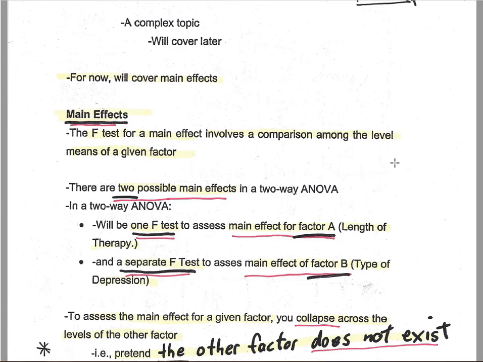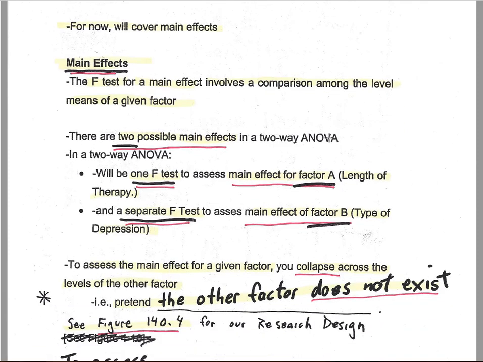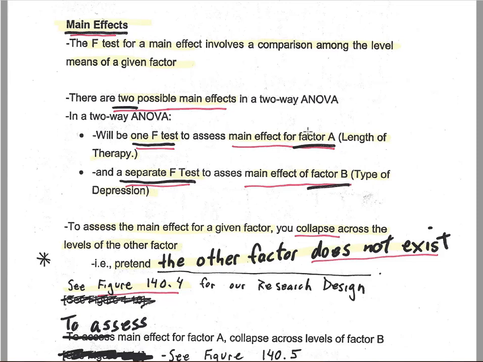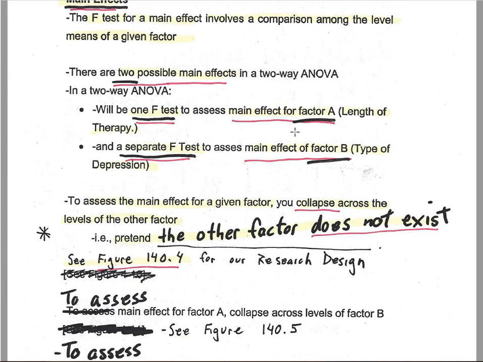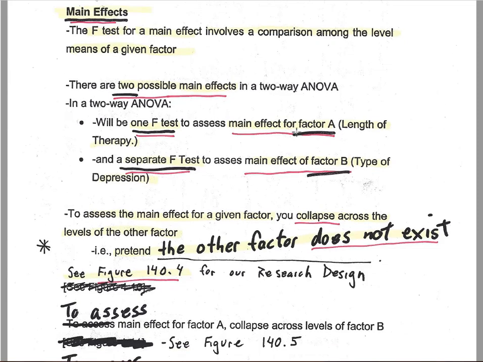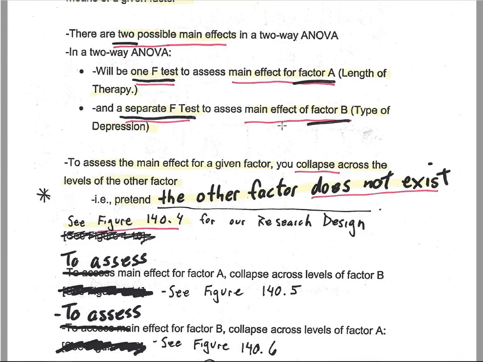This is where in the course pack we talk about this issue. To assess the main effect for a given factor, you collapse across levels of the other factor. In other words, you pretend that the other factor does not exist. See figure 140.4 for our research design. To assess the main effect for factor A, you collapse across levels of factor B. To assess the main effect for factor B, you collapse across levels of factor A.